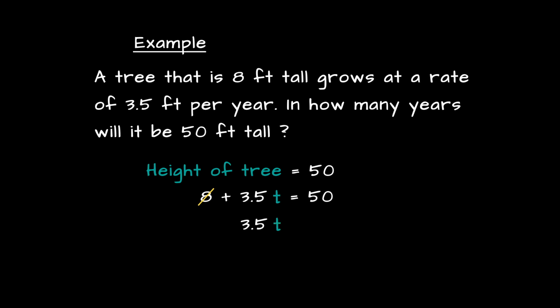That's going to give us 3.5t equals 50 minus 8, or 42. And now, by dividing both sides by 3.5, we obtain the value t equals 42 divided by 3.5. And that works out to be precisely 12 years. So in 12 years, the tree will be 50 feet tall. And this is an answer that I think is rather difficult to guess. But by setting up an appropriate linear equation and proceeding systematically, we're able to arrive at the answer in a very straightforward way.